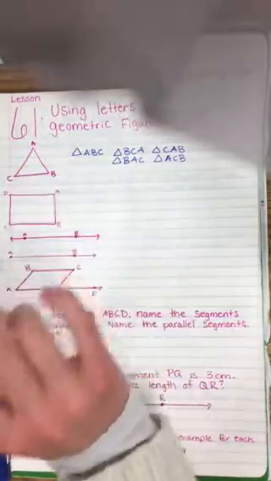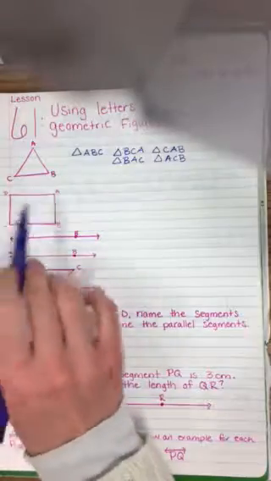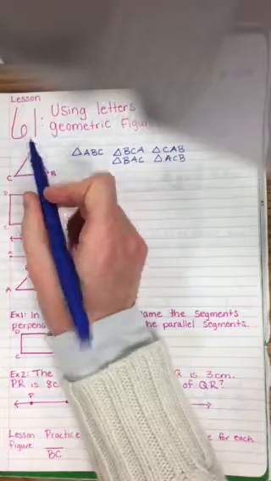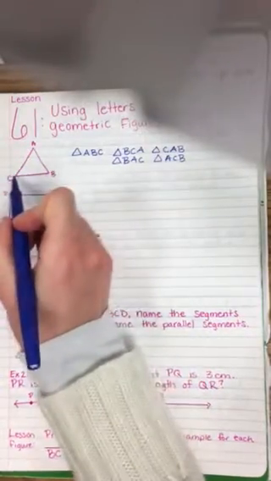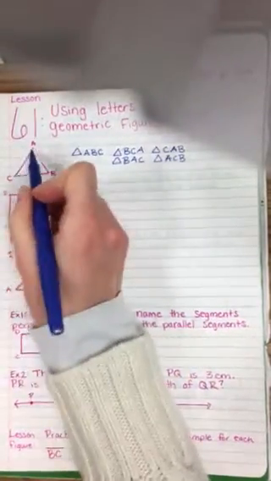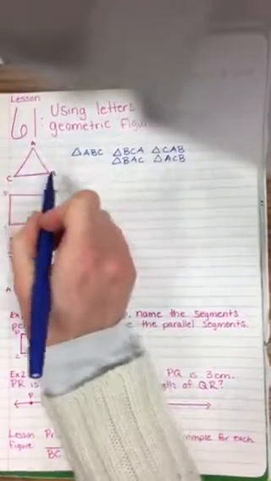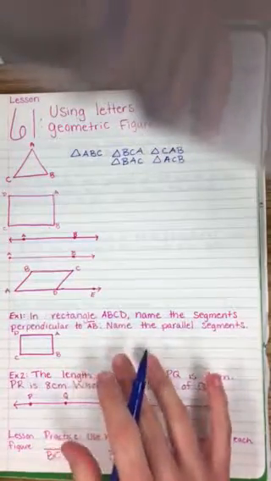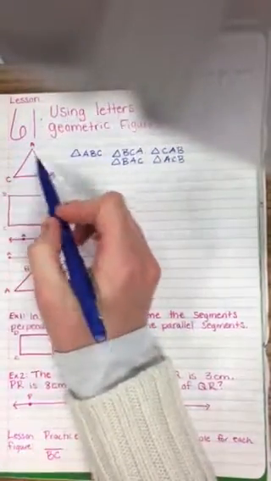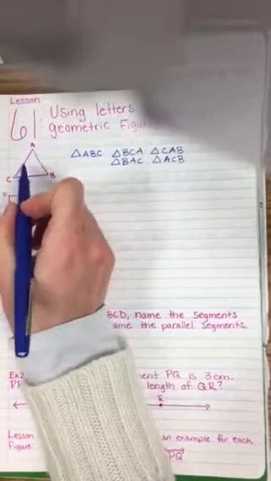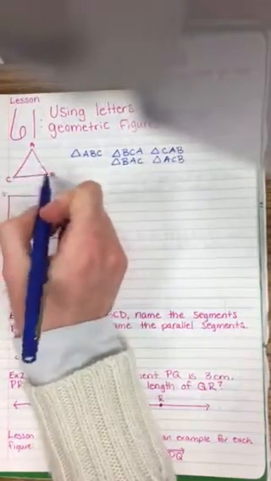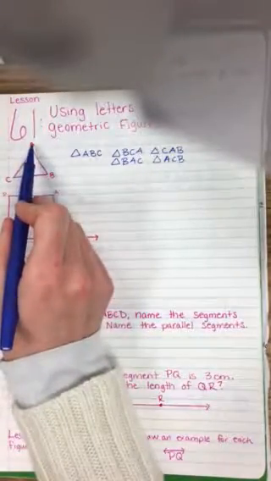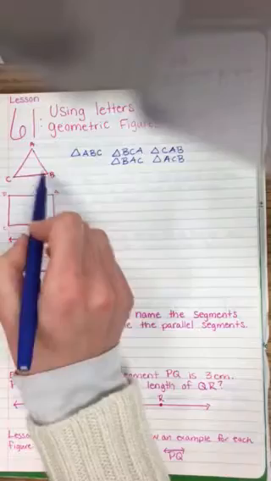The trick with naming these triangles, or any of these geometric figures, is it has to go in order, but it can go in any order. So you could start here and go this way, or you could start here and go this way, or you could start here and go this way. Any way you want to do it, as long as it's in order, like if you were going on a train, say, pretend this was a train track, it has to go in the order that you would touch it.